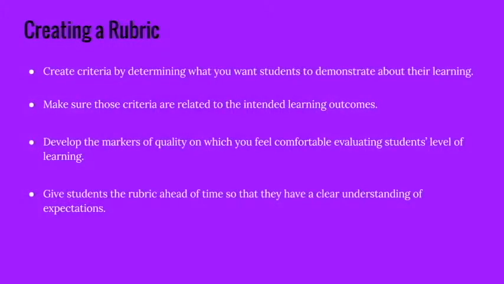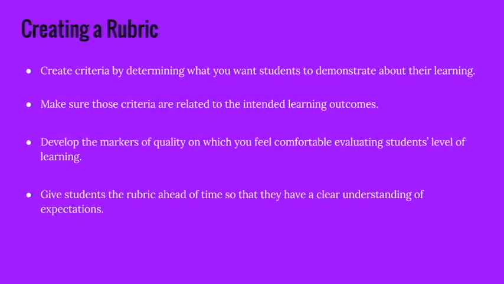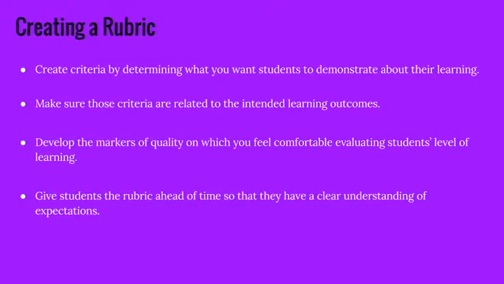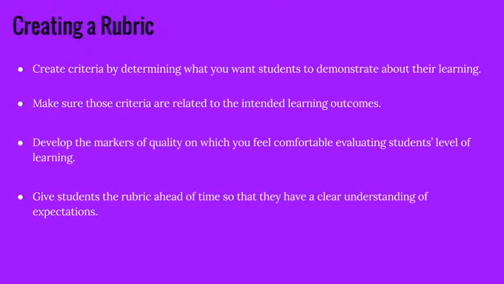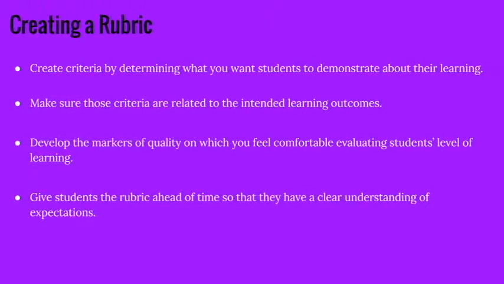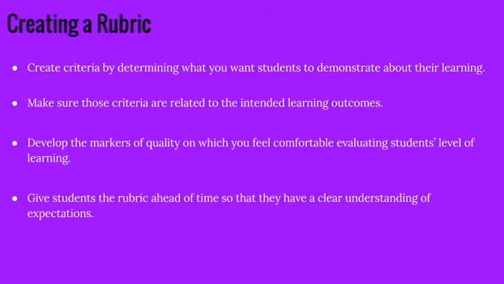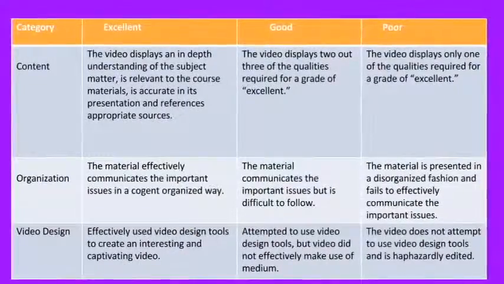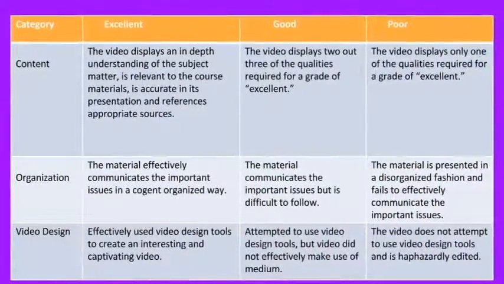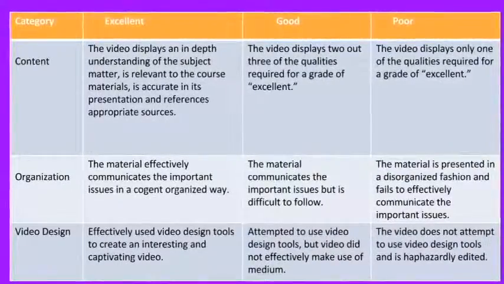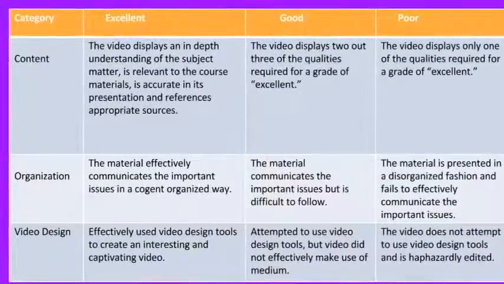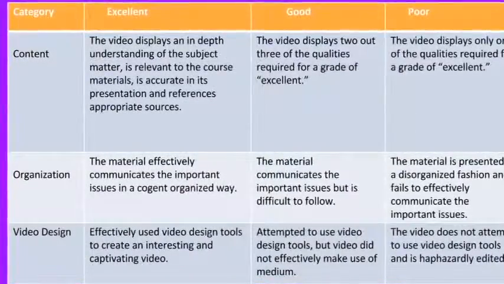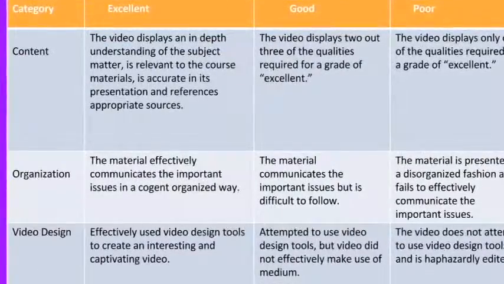Sure. When creating a rubric, it's important to keep in mind the criteria that you want students to demonstrate in the assignment and how those criteria relate to your intended learning outcomes. You then need to create markers of quality, such as A, B, and C, to evaluate whether students have achieved those criteria. Here is an example of a rubric that could be used to evaluate this video. As you can see, the quality markers are excellent, good, and poor, and the areas being evaluated are content, organization, and video design. Each sector defines the expectation for the video.